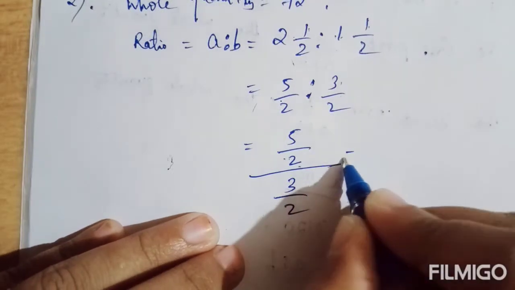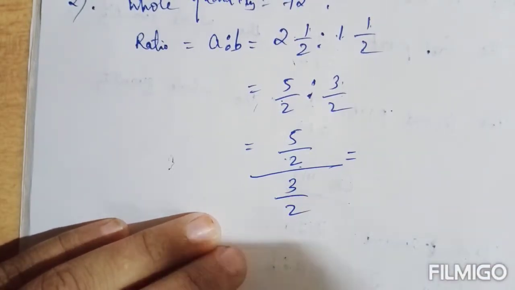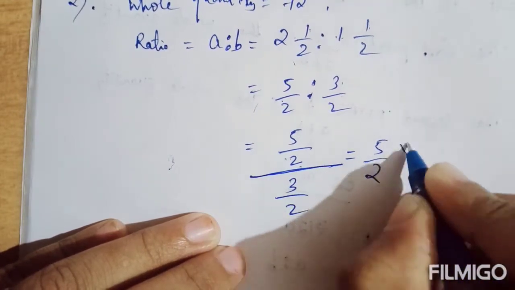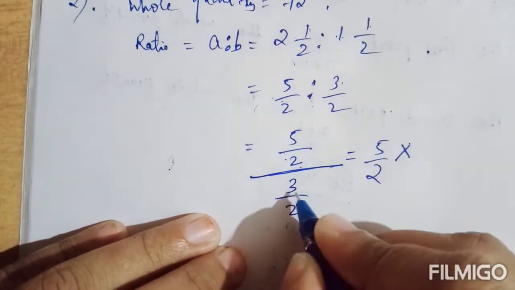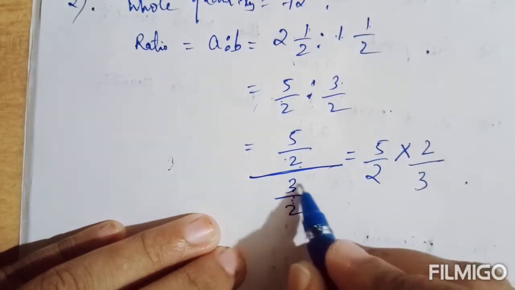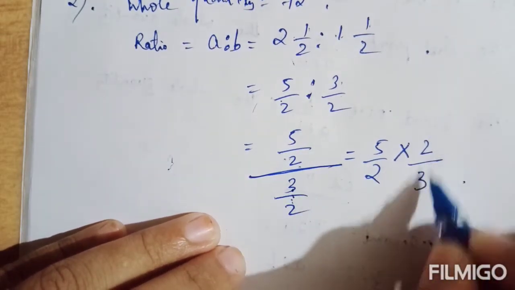Division of fractions, how can we do that? Dividend you can write as it is. Division sign, replace it by multiplication sign. Take the reciprocal of this divisor. So this will be 2 by 3. Reciprocal of 3 by 2 is 2 by 3.